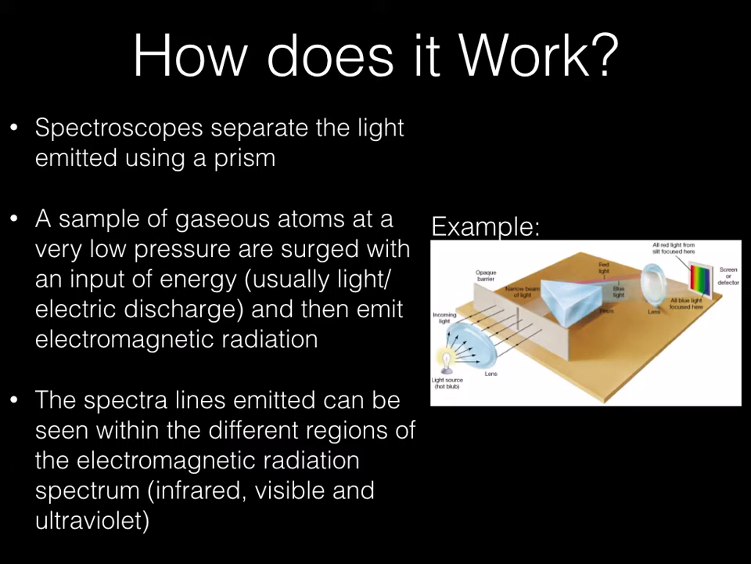Spectroscopes separate the light emitted using a prism. A sample of gaseous atoms at a very low pressure is surged with an input of energy, and then emits electromagnetic radiation. The spectral lines emitted can be seen with the different regions of the electromagnetic radiation spectrum. This includes infrared, visible, ultraviolet, X-ray, etc.